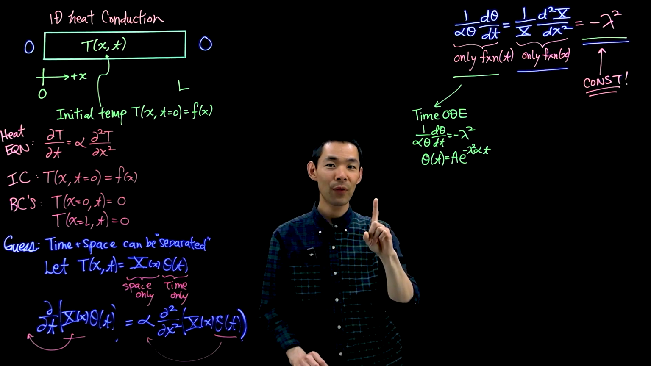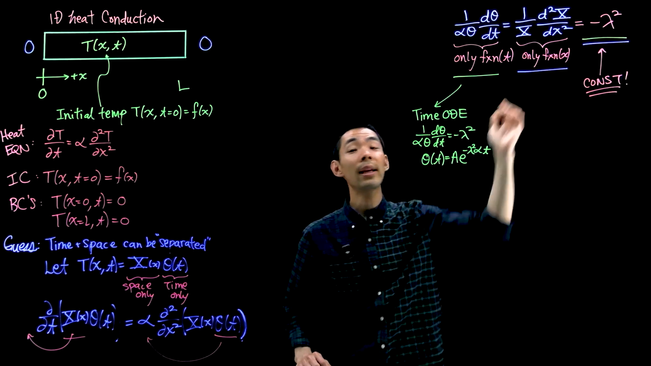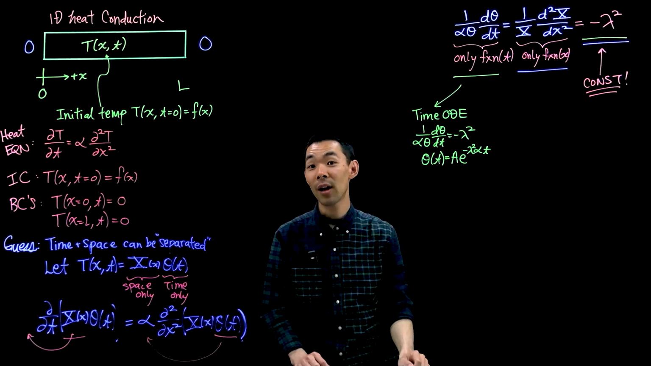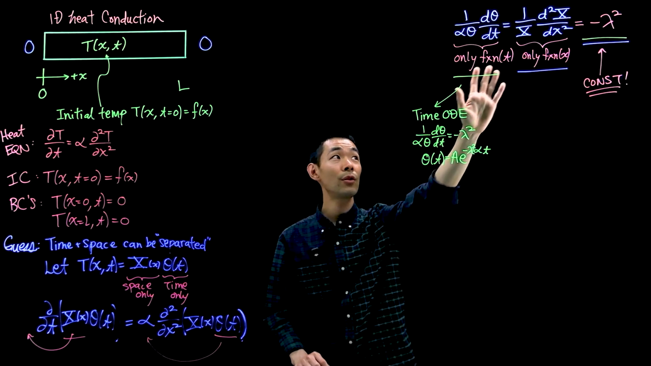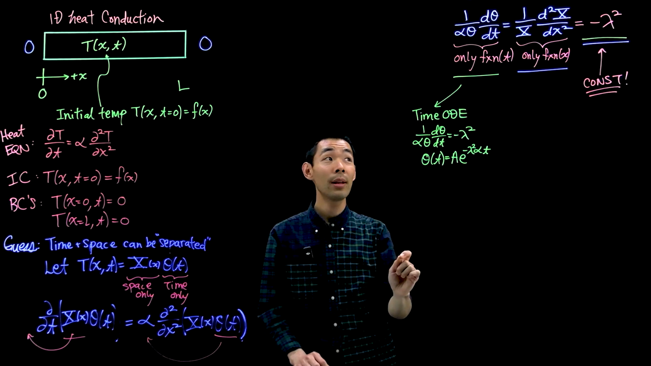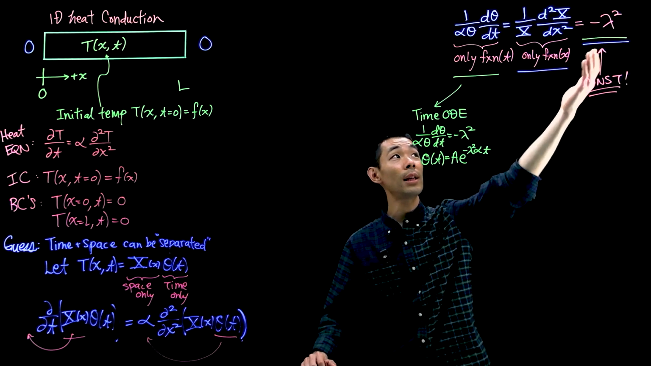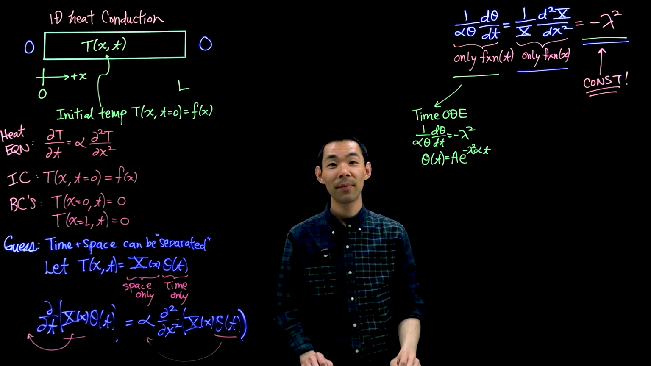So that's the first reason why we've chosen the negative sign out in front of the constant. Now, this is our time ODE. This is one of the two ODEs. Let's solve the other one, because here we have a space ODE to also solve. Let's do that next.